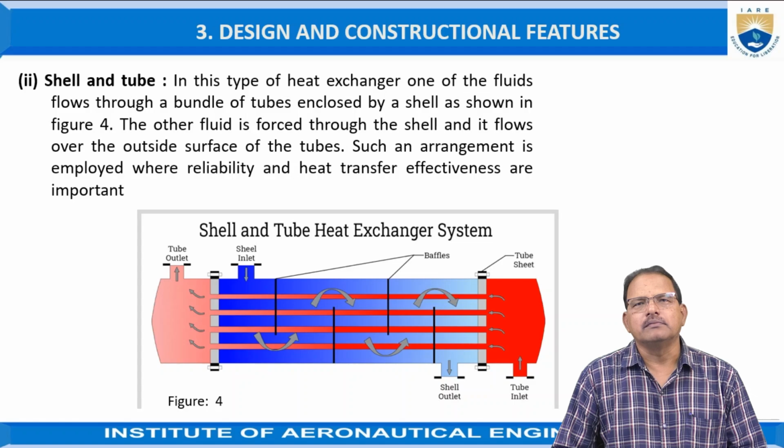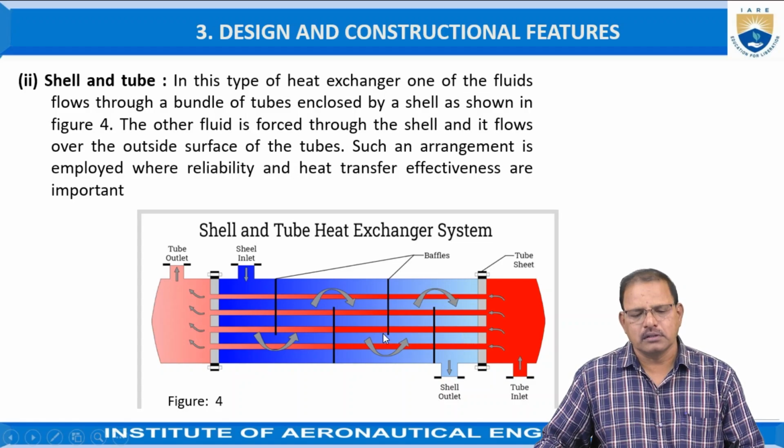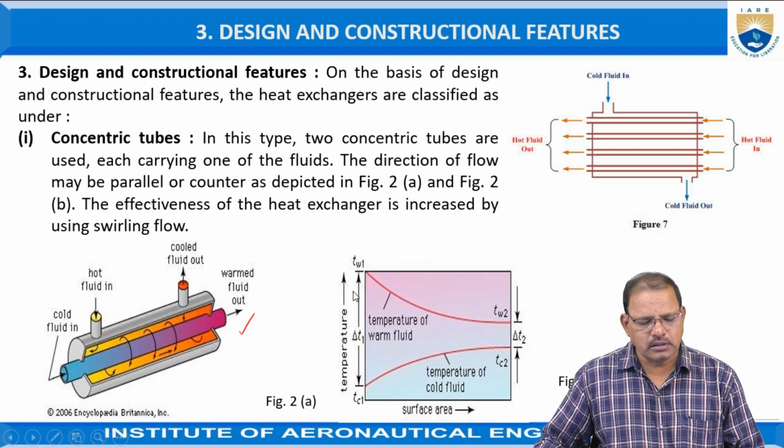Shell and tube now. In this type of heat exchanger, one of the fluids flows through a bundle of tubes enclosed by a shell, as shown in the figure. The difference from the previous one, which is called concentric tubes, is that it carries only two tubes.